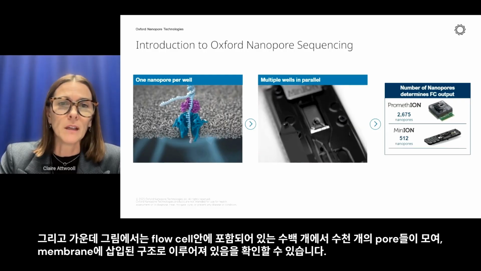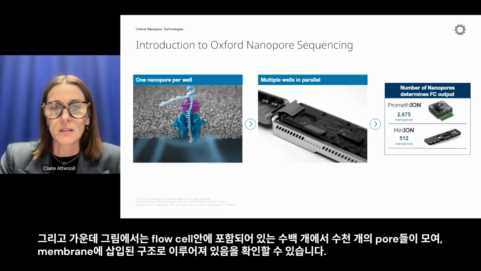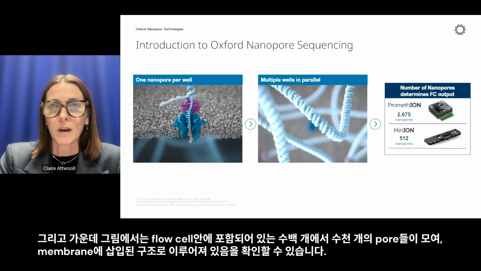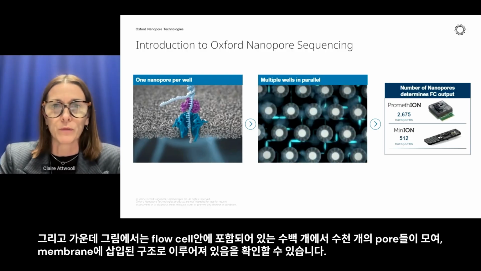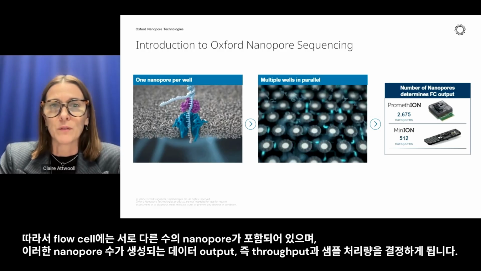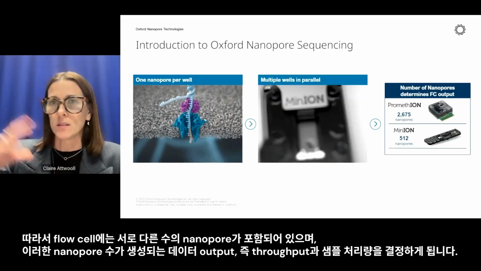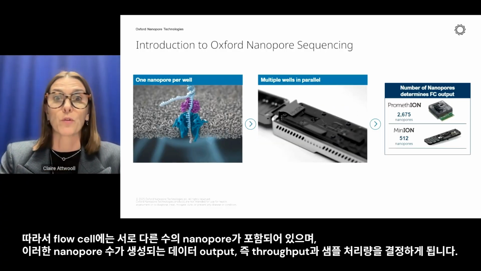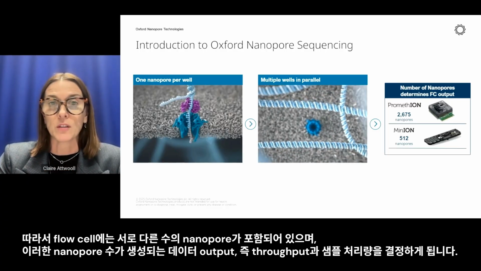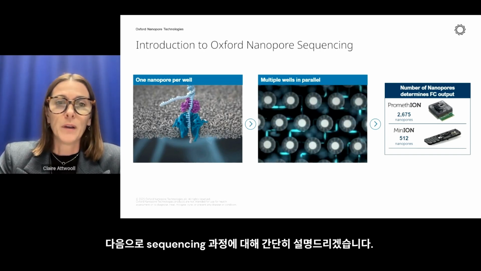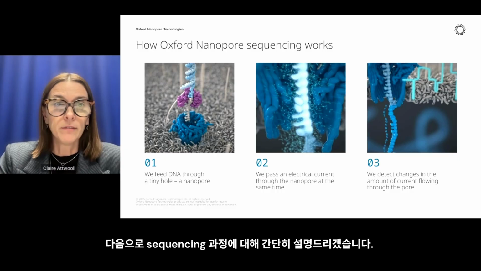And then in the middle, you can see that a flow cell essentially consists of hundreds or even thousands of these pores arrayed into a membrane on a flow cell. And so the flow cells have varying numbers of nanopores in them, and that determines the output and therefore the throughput of information that you can get and the sample throughput. A bit about the sequencing itself.